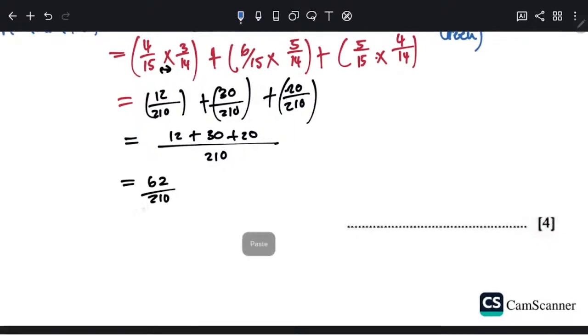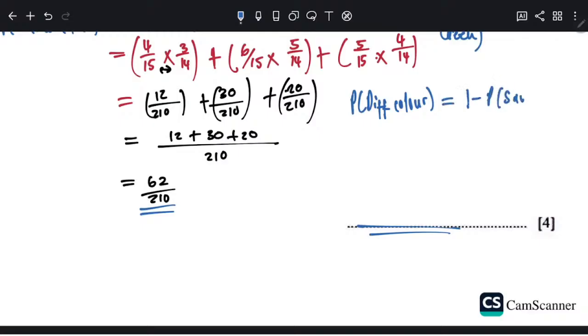Okay, that's still fine. If you don't want to reduce this one, it's actually okay. Just don't write it on here. Whatever you do with it, we don't mind. But what we just want to see is now the probability of different color. Since you already have the probability of same, it will be 1 minus the probability of same color. You now get the probability of different colors. So this is going to be 1 minus probability of same, which is 62 over 210. What will you get?